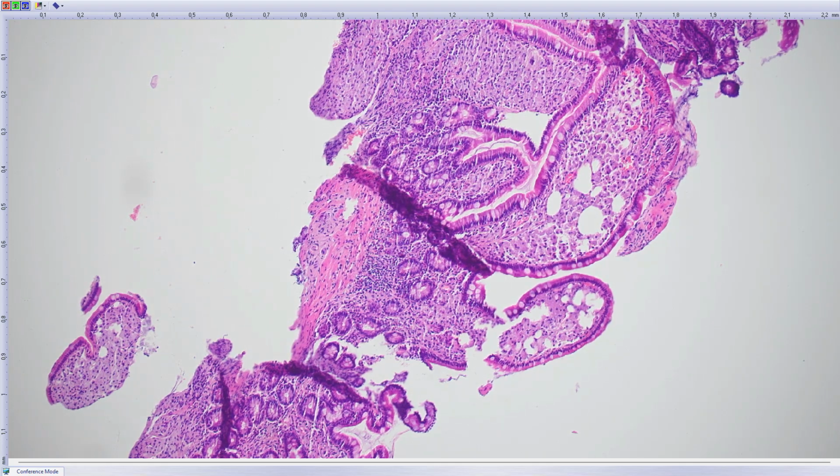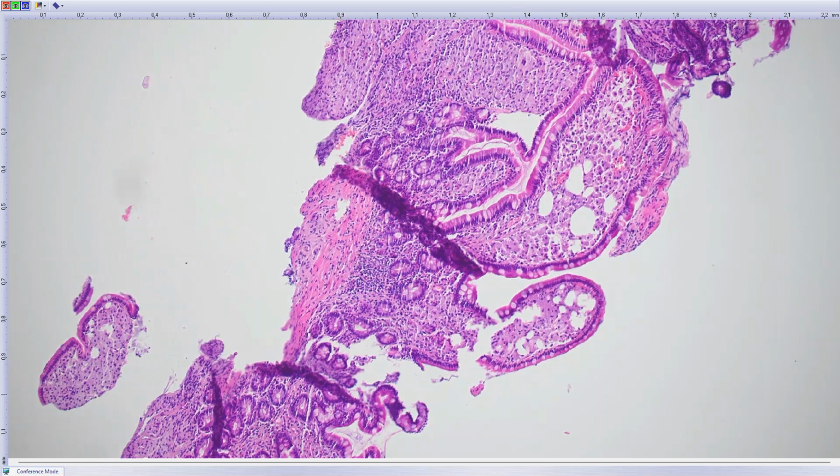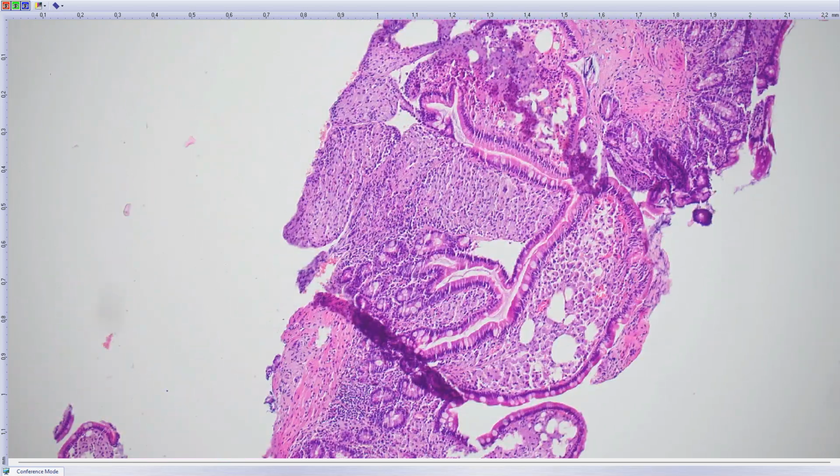I will show you today only two cases. One is a very simple and easy one. The second one is very rare and quite interesting. And the first case, as you can see, is a small intestinal biopsy coming from duodenum.